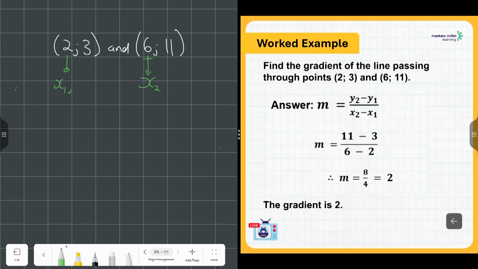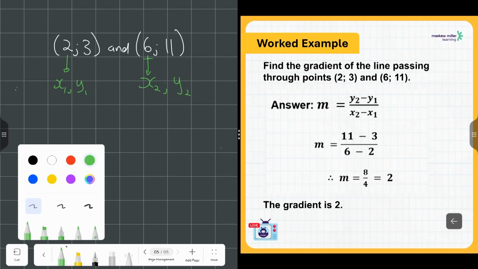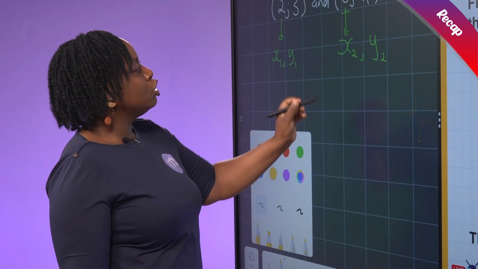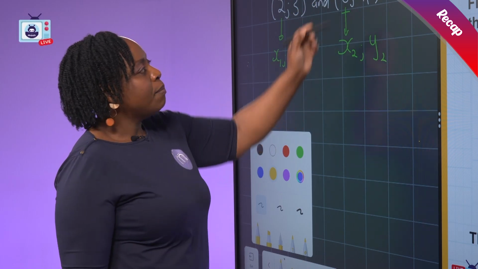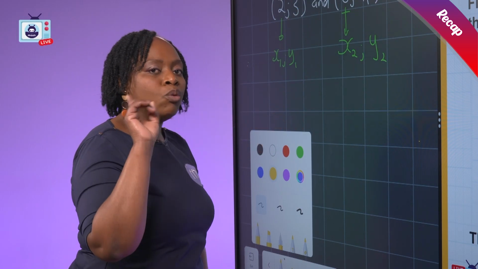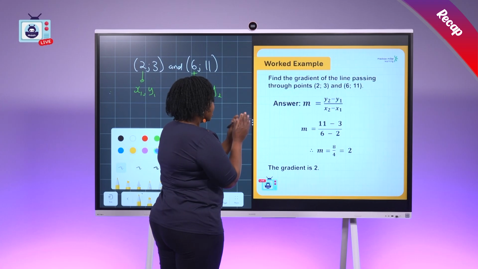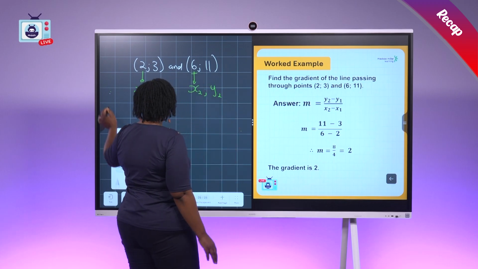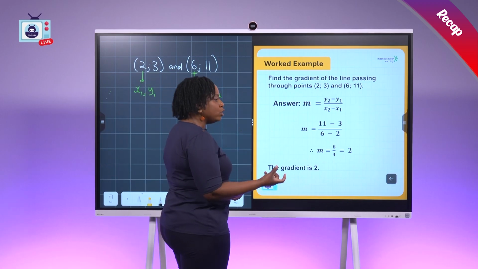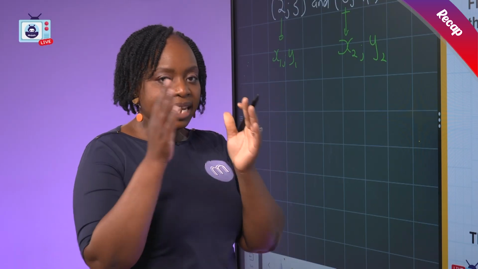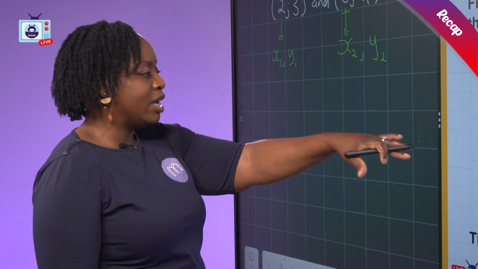And then the y in 3, I will have y1, and on the other one, the 11 will be y2. You cannot have them otherwise, unless you choose to have 6 as x1, then your 11 will therefore be your y1. So you cannot have x1 and y2 in one coordinate. That is very important, and you need to always remember that. You can't have x1 and y2 on the same point, but you can have x1 and x2 in one coordinate, and that's what we are trying to demonstrate here.